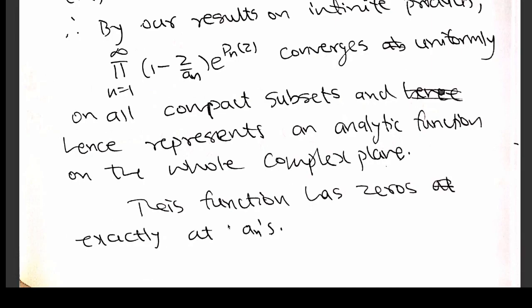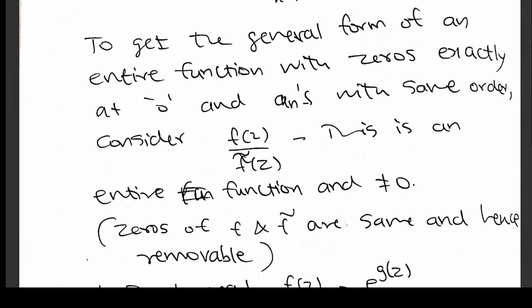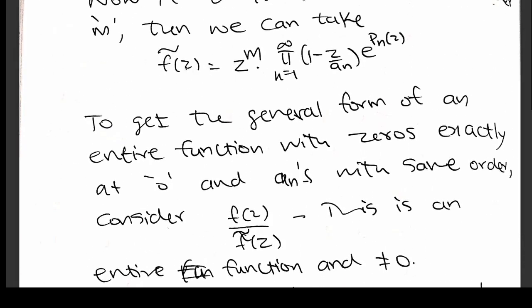And this function has zeros exactly at the a_n, that you can easily see. So what we achieved is that we obtained, say you denote it by f tilde z, raised to m, into this product. So this represents an analytic function, an entire function with zeros exactly at 0 and at the a_n. Okay. Now we got such a function.